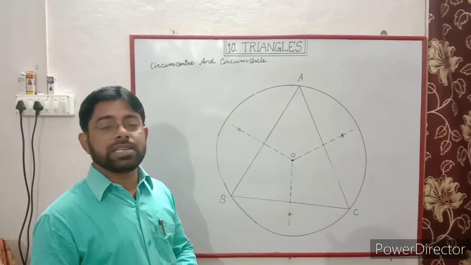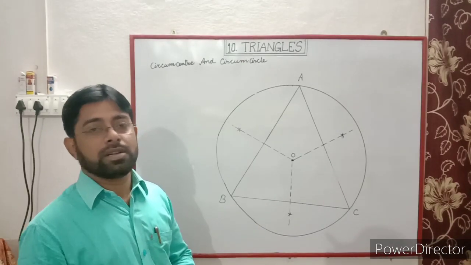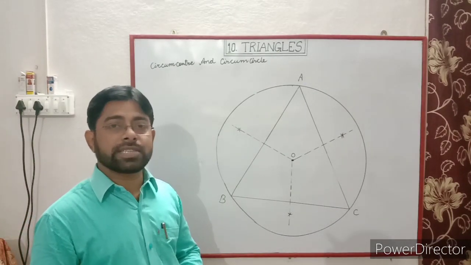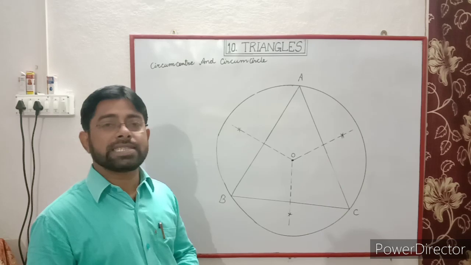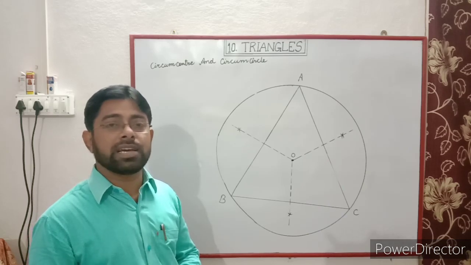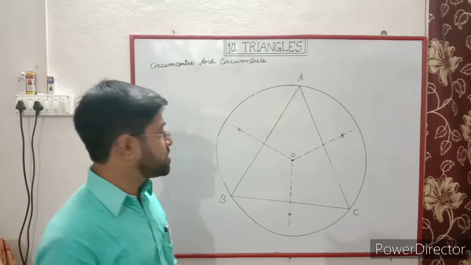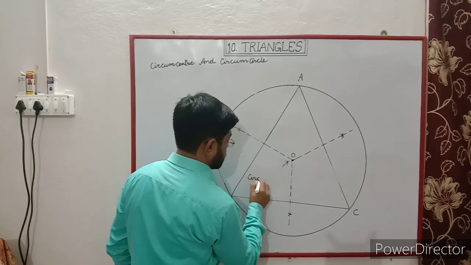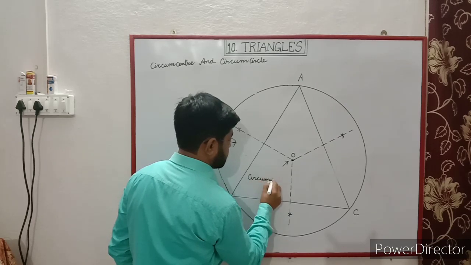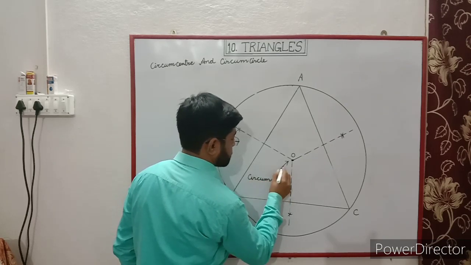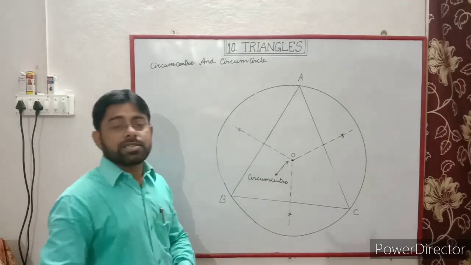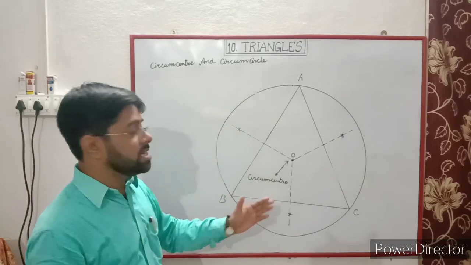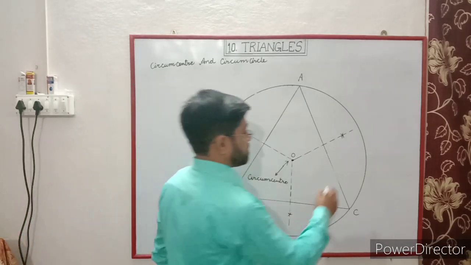Now, circumcenter and circumcircle. From the given figure, the point of intersection of perpendicular bisectors of the sides of a triangle is called its circumcenter. It is denoted by O. Circumcenter. And circle passes through the vertices of a triangle ABC is called circumcircle.